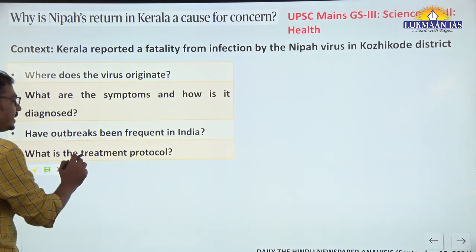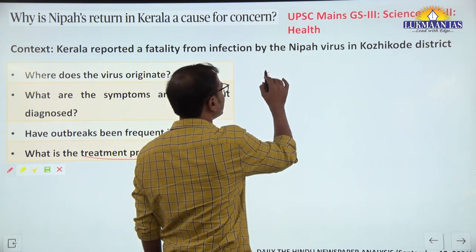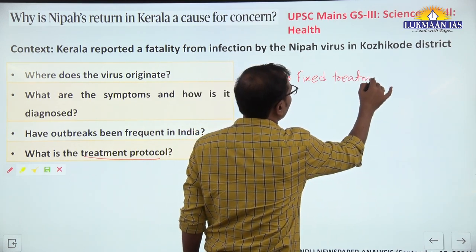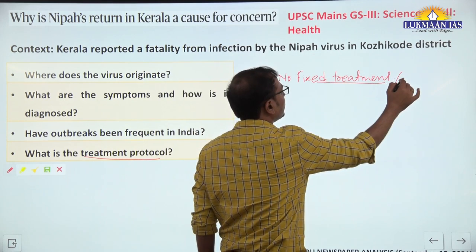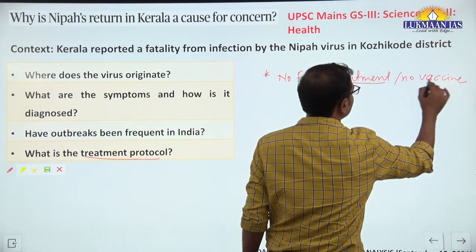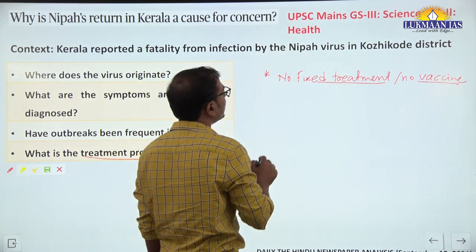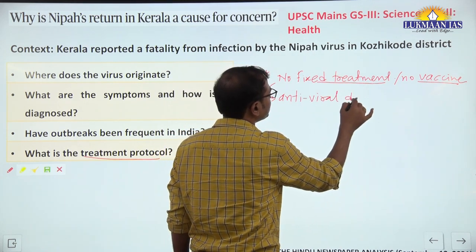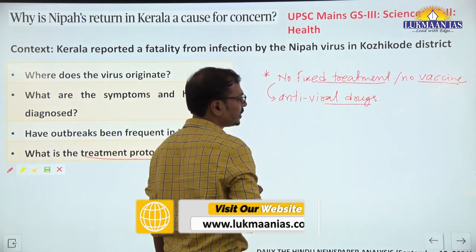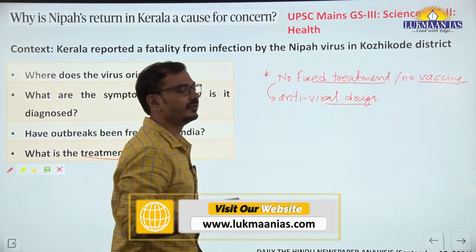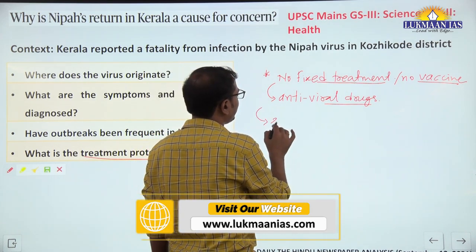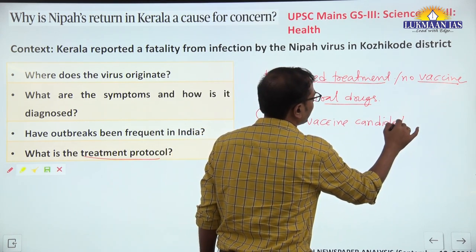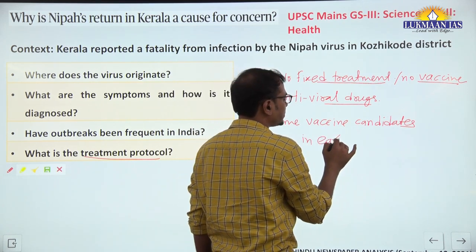Right? Now, what is the treatment protocol? There is no fixed treatment available, and even no vaccine is available at present. Yes, various antiviral drugs are used, like remdesivir, which is also used to treat viral infections. At the same time, there are some vaccine candidates at present in the early human trial stage.